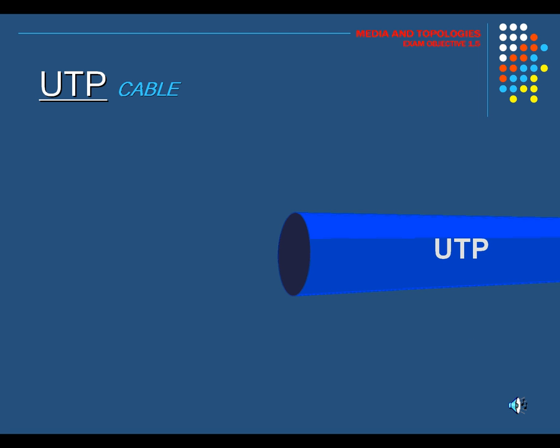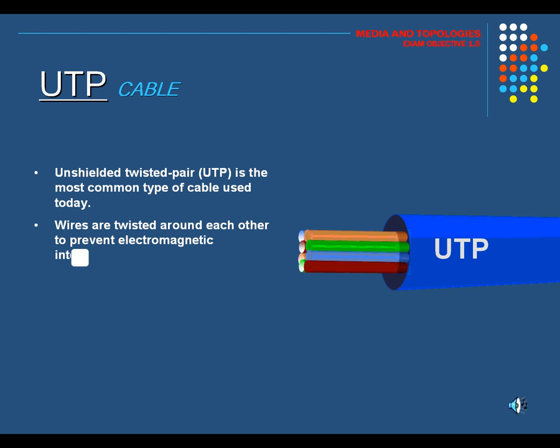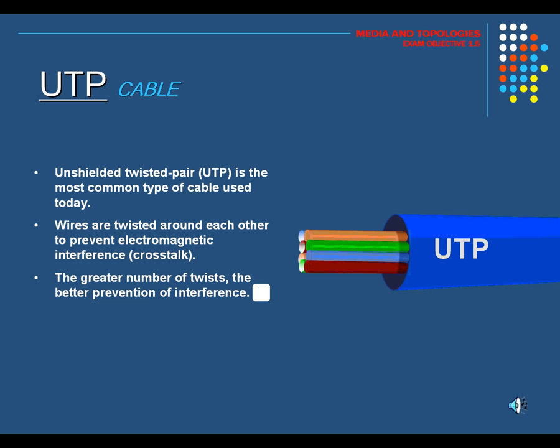Unshielded twisted pair is the most common type of cable that is used today. It consists of four pairs of unshielded wires twisted around each other. The wires are twisted to prevent electromagnetic interference or crosstalk. This type of cabling is mainly used on local area networks.